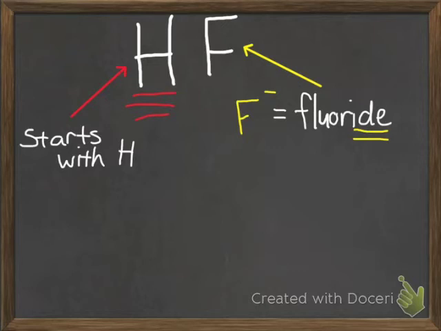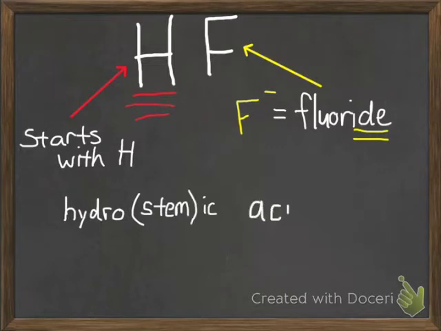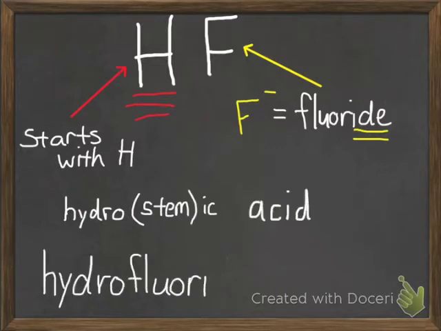So this anion is fluoride. So this is F minus, so this is fluoride. We name this using the IDE naming system. When we name this, we have the hydro with the stem, we add the ic, and then we add acid at the end. So this would be called hydrofluoric acid.